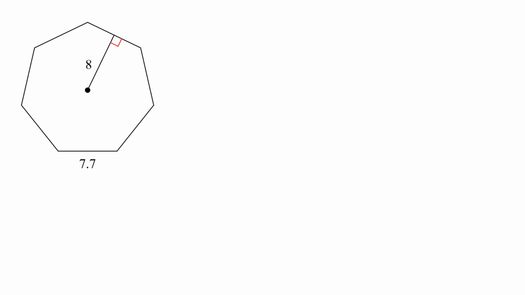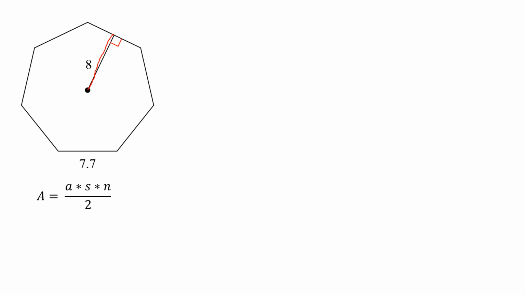It looks like I've got the segment that's perpendicular right here all the way to the center. That's called the apothem. The side length of each side is 7.7 all the way around. So 7.7, 7.7, 7.7, 7.7, and so forth. So what we want to do is use this formula: A times S times N divided by 2.